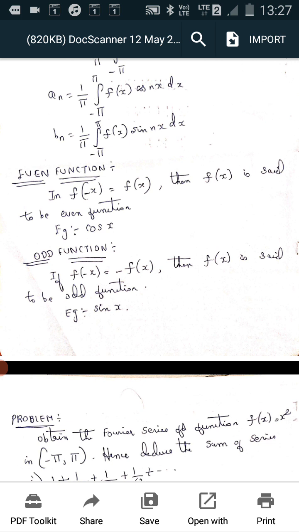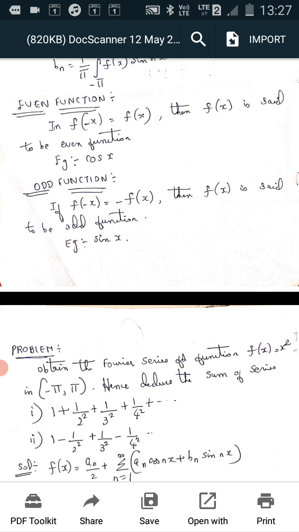So, even function: when f of minus x is equal to f of x, then f of x is said to be an even function. Example, cos x. If in f of x, in the place of x, we substitute minus x and we get the same f of x, then the function is even, because cos of minus x is the same as cos x. So f of minus x and f of x are equal, so cos x is an even function.